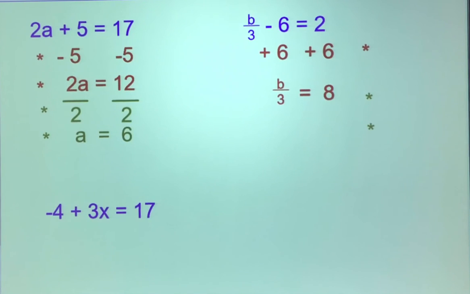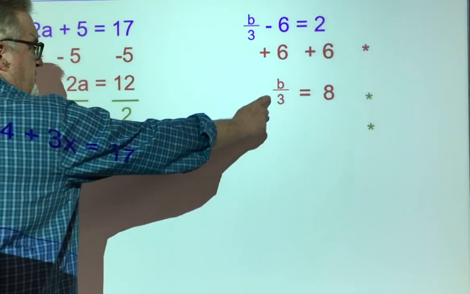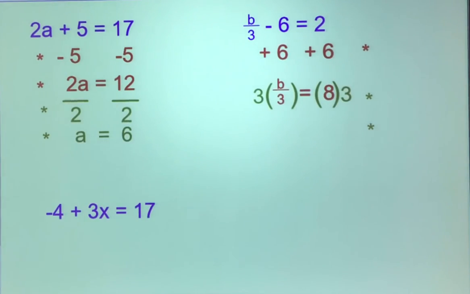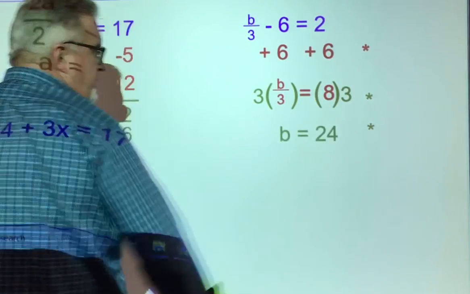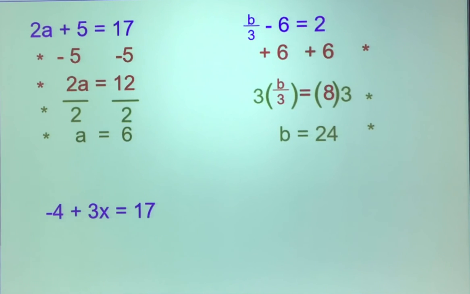Now we're left with just one step, and they're dividing by 3. The inverse of division is multiplication, so we're going to multiply both sides of that equation by 3. When we do so on the side with the variable, the 3's cancel each other out and we're left with b. So we have b equals 8 times 3. Well, 8 times 3 is 24, so we have b is equal to 24.